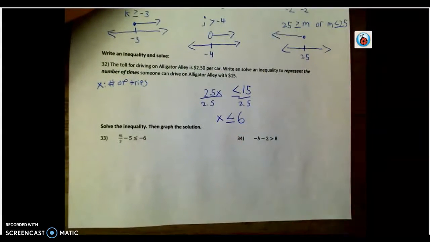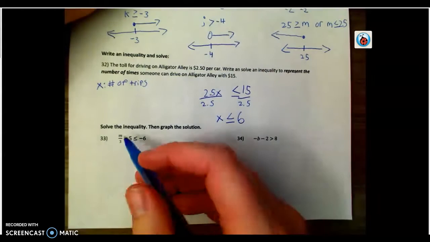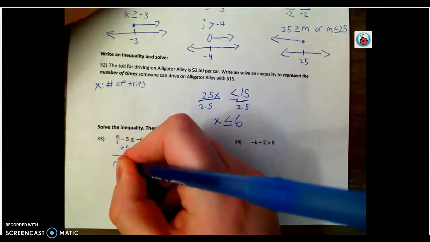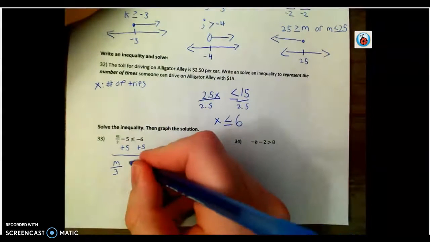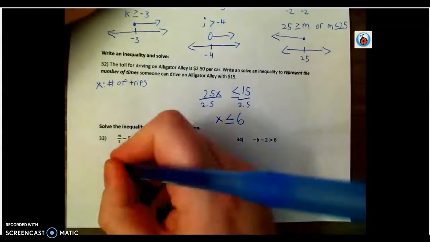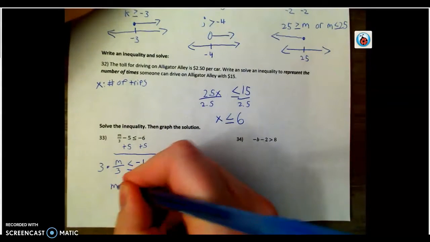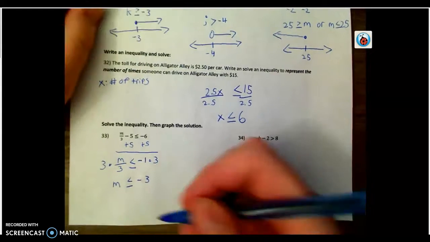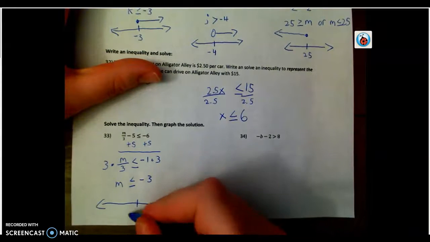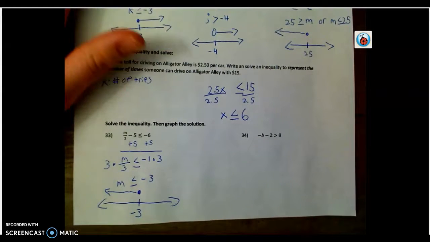Okay. And then number 33, this time we're moving into two-step inequalities. So your first step for 33 is to undo the minus 5 by adding 5 to both sides. That'll leave me with m over 3 is less than or equal to negative 1. I can then multiply both sides by 3 and get m is less than or equal to negative 3. I'm going to draw my number line. Hopefully this is pretty easy at this point. I got my boundary point at negative 3, closed circle, going to the left.